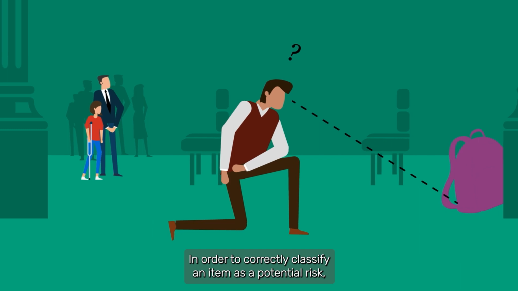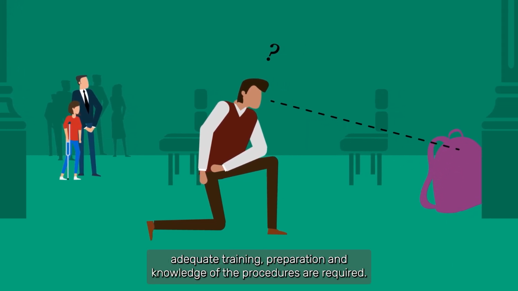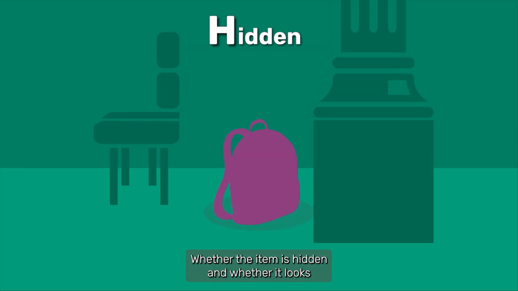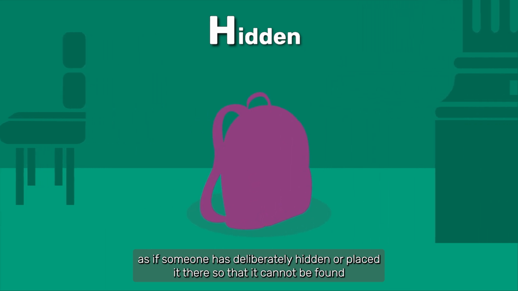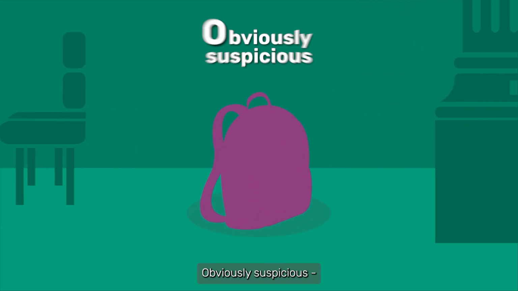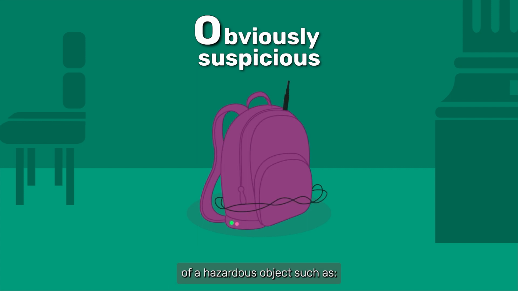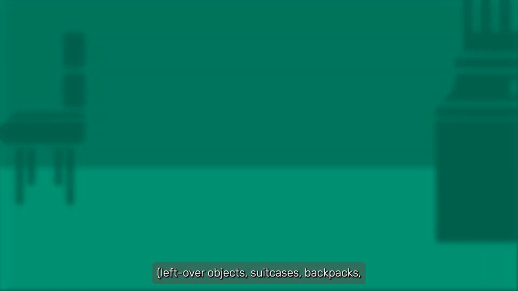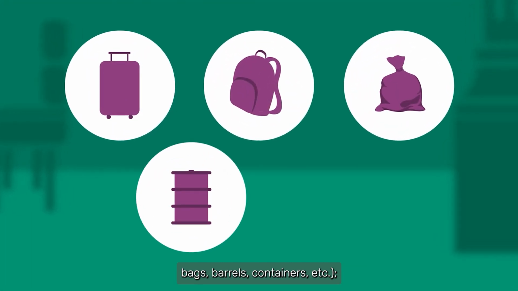In order to correctly classify an item as a potential risk, adequate training, preparation, and knowledge of the procedures are required. Hidden: whether the item is hidden and whether it looks as if someone has deliberately hidden or placed it there so that it cannot be found. Obviously suspicious: does the circumstance and object have the characteristics of a hazardous object, such as anything that should not be in a particular place, leftover objects, suitcases, backpacks, bags, barrels, containers, etc.